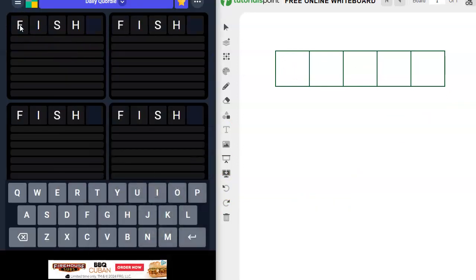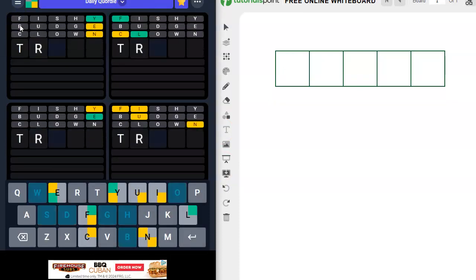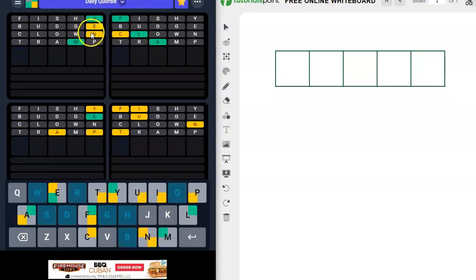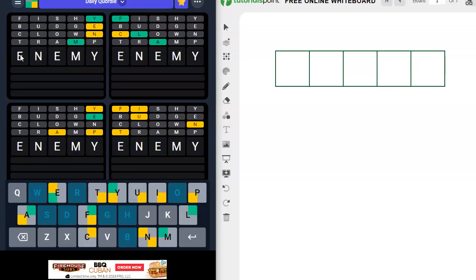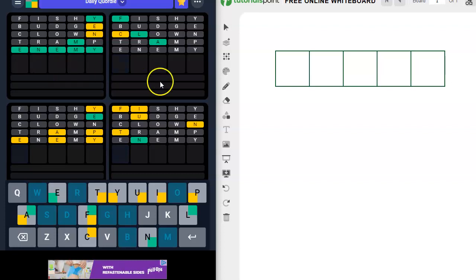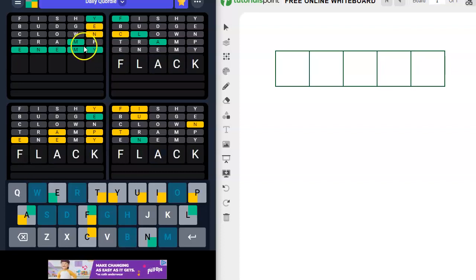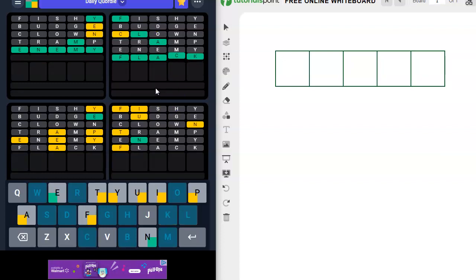I have got fishy. Budge, clown, tramp. I have got enemy. I hope not. E could go here, N could go here, E could go here again, MY. Okay. I have got flack. Wow. Negative. And I put myself in the midst of these. I think it's flack. I don't see how we could get anything else with that arrangement.